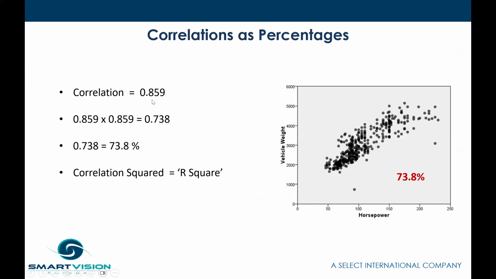So here we have, for example, a correlation of 0.859, which is the correlation, the R value, the Pearson's R value between vehicle weight and horsepower. If we multiply 0.859 by 0.859, we get 0.738. And that equates to 73.8%. And that is called the R square value. And what that means is that if we imagine these as two circles which overlap with one another as a Venn diagram, we're saying that there's a 73% overlap between vehicle weight and horsepower.